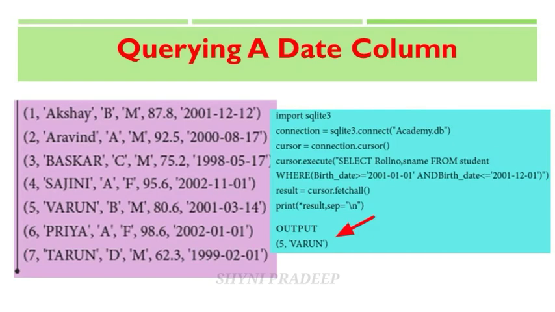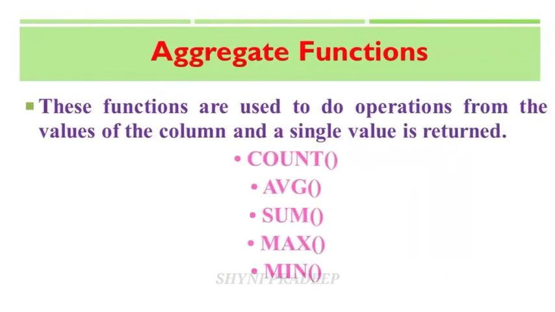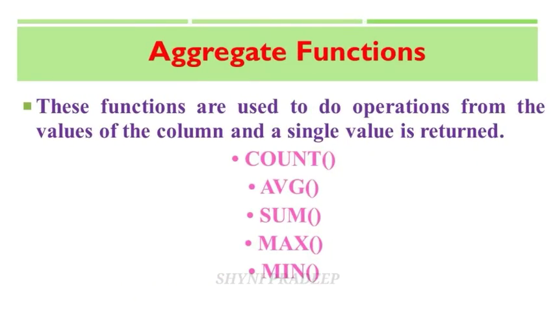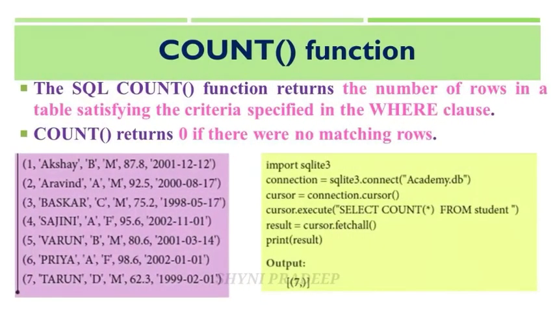Okay. Next topic is aggregate functions. Aggregate functions are used to do operations on the values of a column and a single value is returned. Some of the aggregate functions are count, average, sum, max, min. These are the commonly used aggregate functions. Let us discuss them one by one. First, let us see the count function.